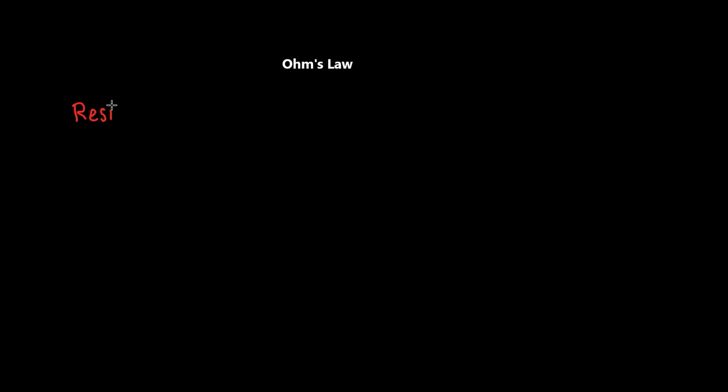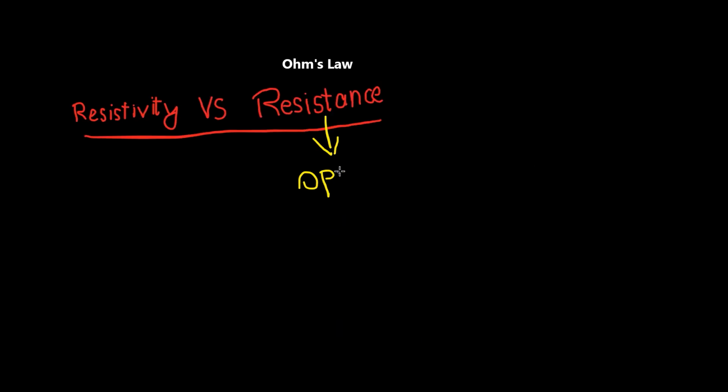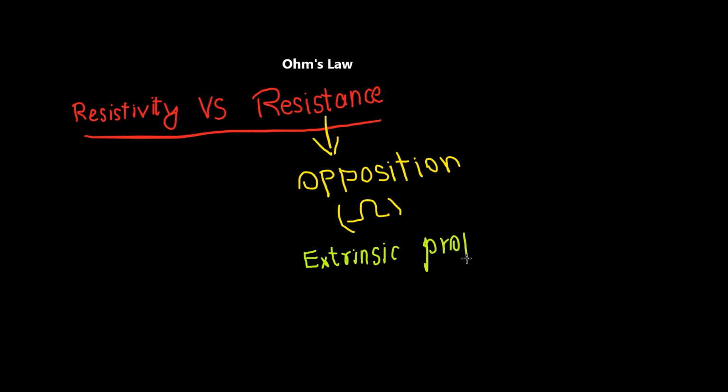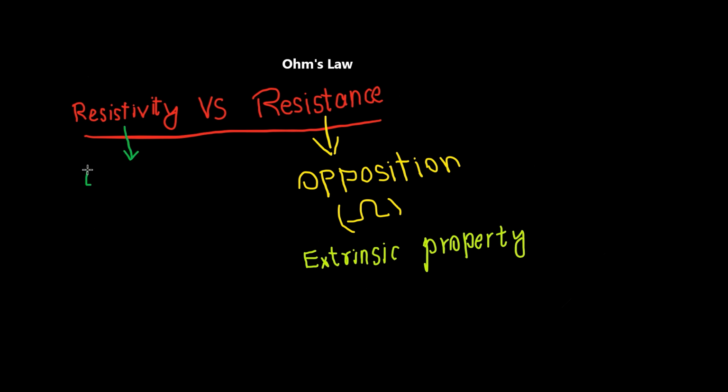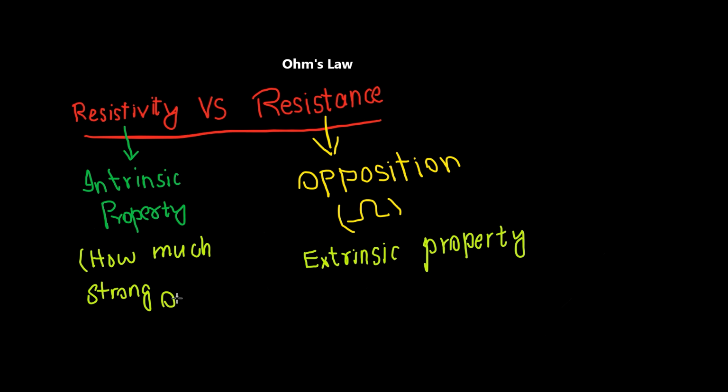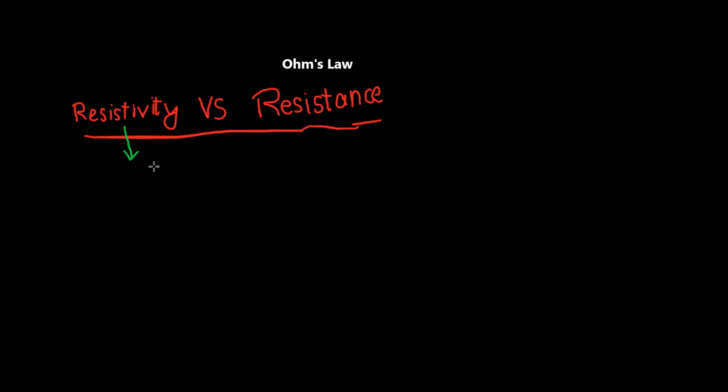Now let's see how resistance differs from resistivity, as both terms are closely related. Resistance is the opposition, as we have discussed earlier, and its unit is ohm, and most importantly, it is the extrinsic property of the material. It will depend on length, cross-section area, and temperature of the material. While resistivity is the intrinsic property of the material, which is directly linked with the nature and temperature of the material, and it shows how strong an opposition will be offered by the material. The unit of resistivity is ohm meter.